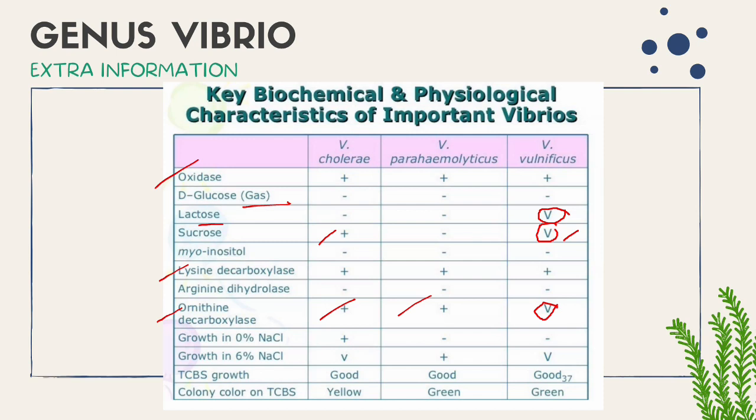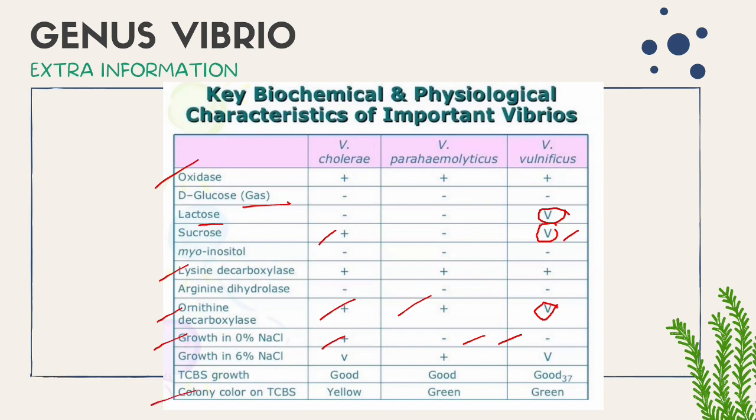For the growth in 0% sodium chloride or no salt content, only Vibrio cholerae can grow on this particular medium. That means Vibrio cholerae kasi are non-halophilic Vibrios. They can tolerate 1 to 3%, but most of the time, they can grow on no-salt culture medium. Unlike your Vibrio parahaemolyticus and vulnificus, which are strictly halophiles, they cannot grow on lack of salt. So, dapat may salt content yung ating culture medium.